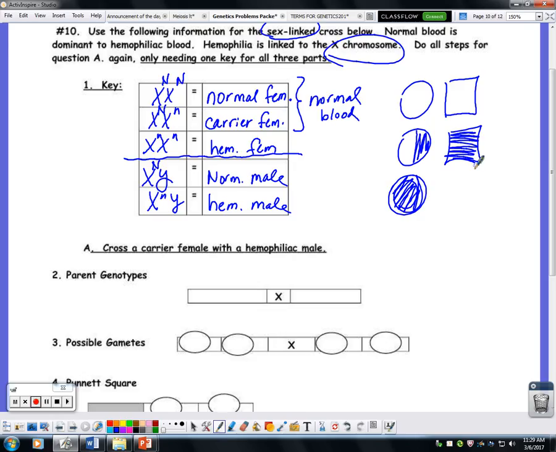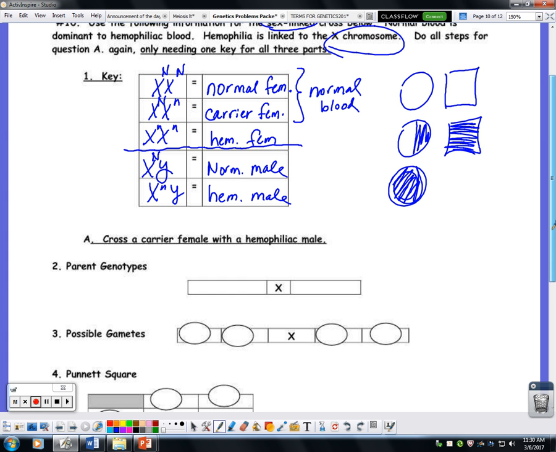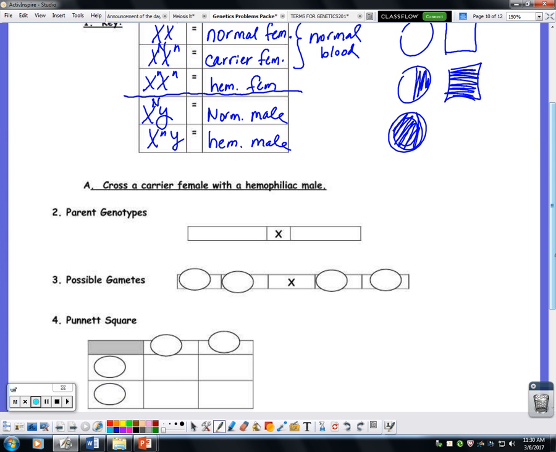Now here's a problem. How do we put this all together? So you will model doing that, except again, I used N's, didn't I? You could use the N's or just whatever. I don't care, as long as you use letters that are different looking. All right, so now a problem would be something like this. Cross a carrier female with a hemophiliac male. All right, so carrier female is X big N, X little n, and a hemophiliac male would be X, I'm back to my H's, sorry, X little n, Y. Does everybody see that?